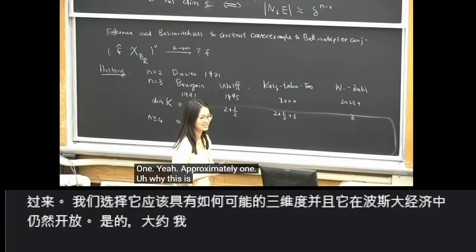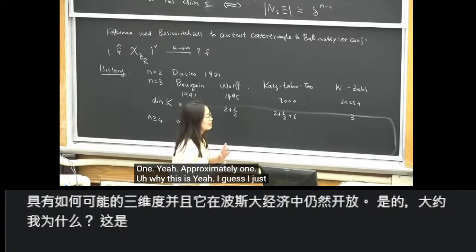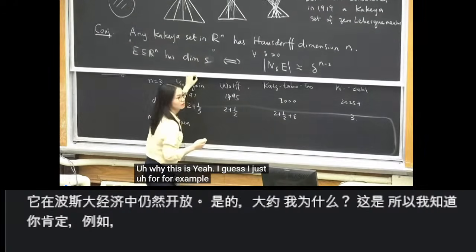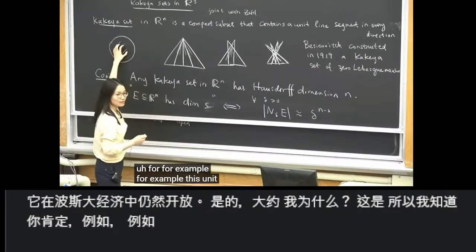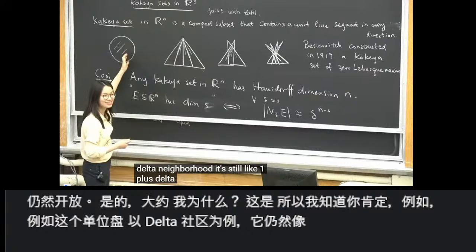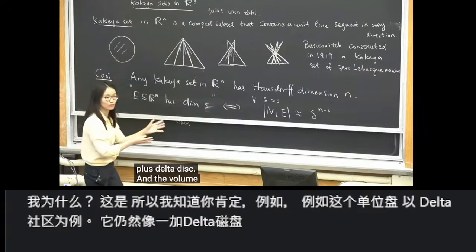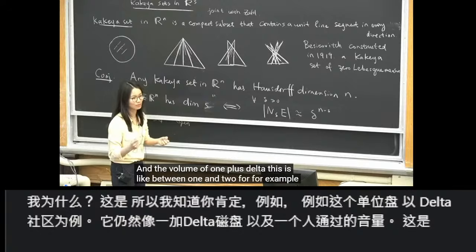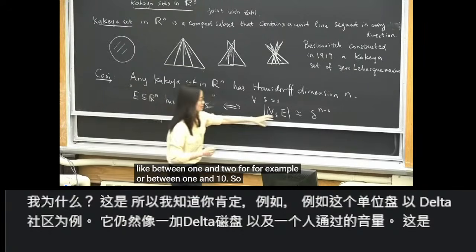You mean why this is true? Yeah, I guess I'm not very sure. For example, this unit disk, you take a delta neighborhood, it's still like a 1 plus delta disk. And the volume of a 1 plus delta disk is between 1 and 2, for example, or between 1 and 10. So this is what I mean.